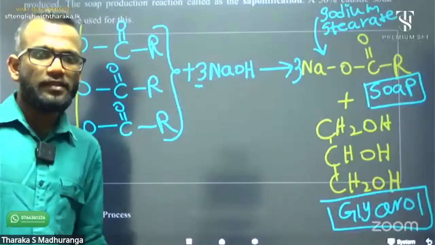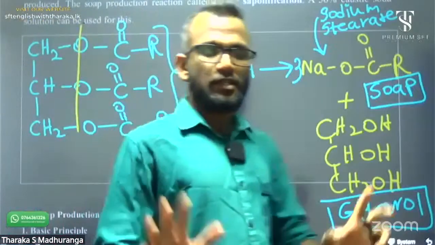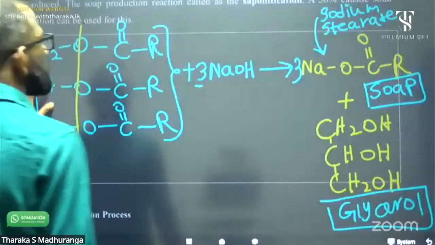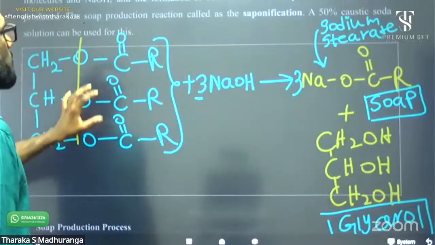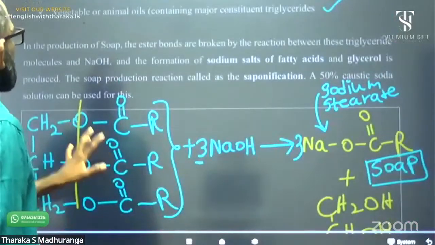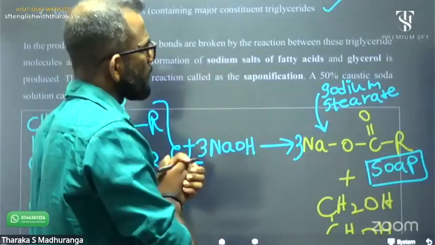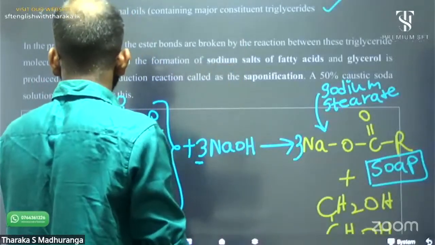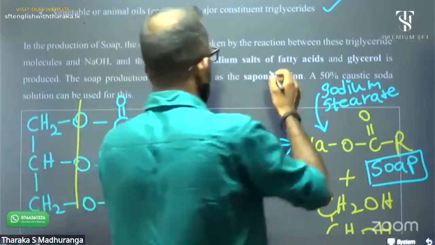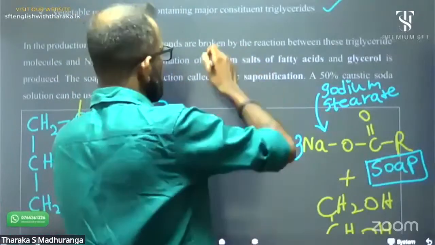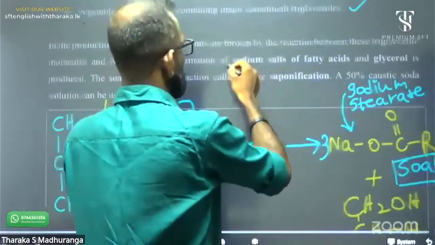Okay. That is a saponification reaction. The description is given here. The production of soap: the ester bonds are broken by the reaction between this triglyceride molecule and sodium hydroxide. What happened in the first step? Ester bonds break down.